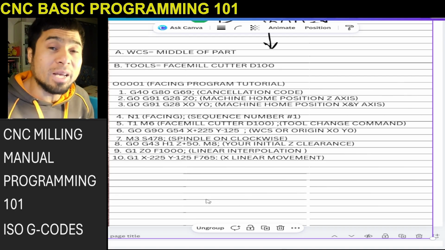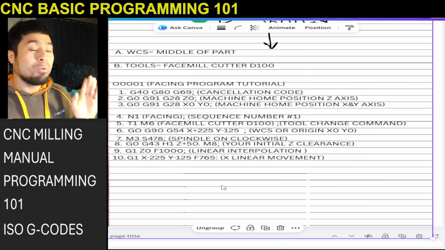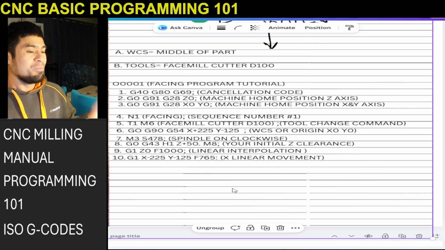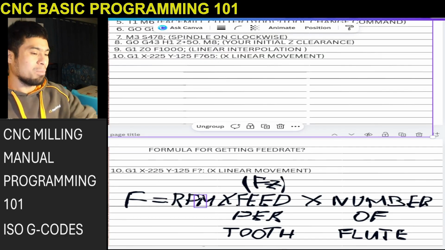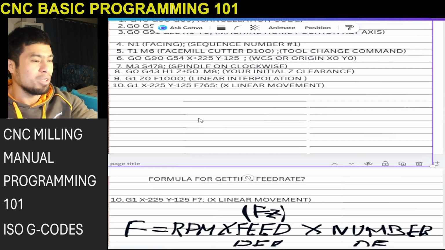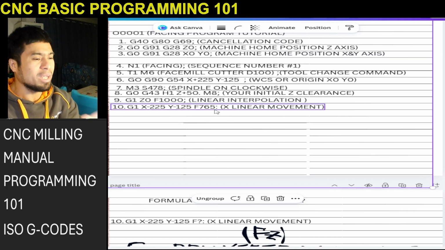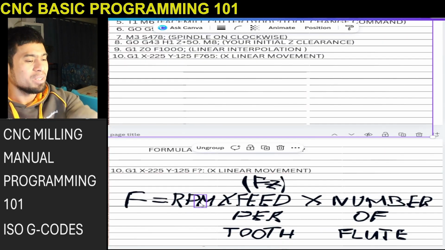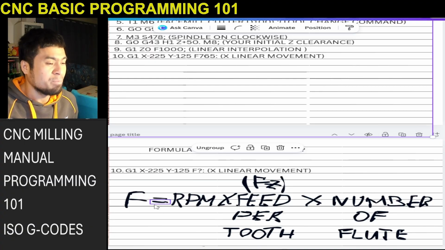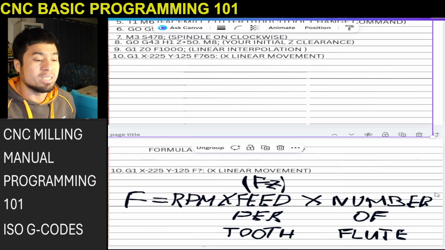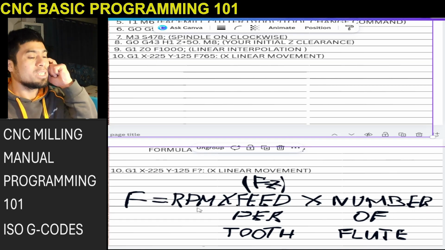And to calculate the right feed rate, the formula, I already have written here because we already sketched it at the bottom part. You still don't know how we calculated that feed rate 765. The formula of getting feed rate is feed rate equals RPM, which is revolutions per minute, times feed per tooth, times number of flute.